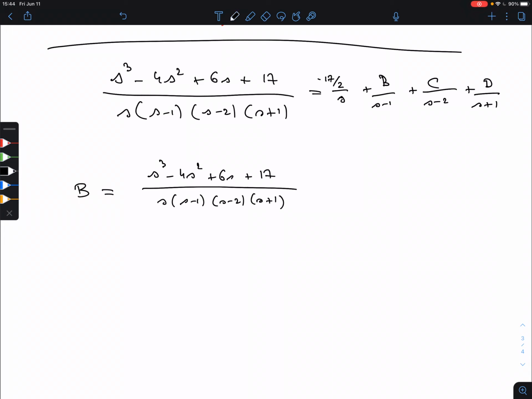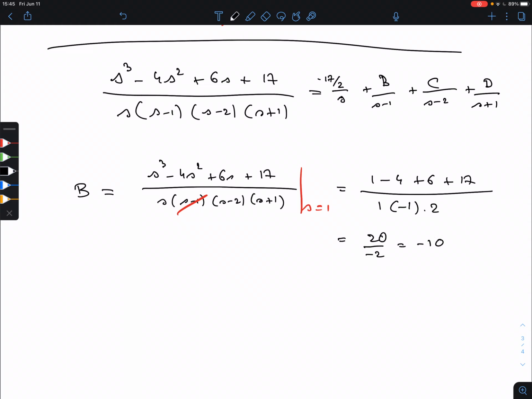So what happens in B? Well, B is on top of s minus 1, so that's the factor that has to go, and now I have to put s equal to 1. Of course, I have to scratch the s minus 1, because otherwise if I plug in 1, I get a 0 in the denominator. What I get then on top is 1 minus 4 plus 6 plus 17, divided by 1 times minus 1 times 2. On top, I get 24 minus 4 is 20, divided by minus 2 is minus 10. So B has become minus 10.